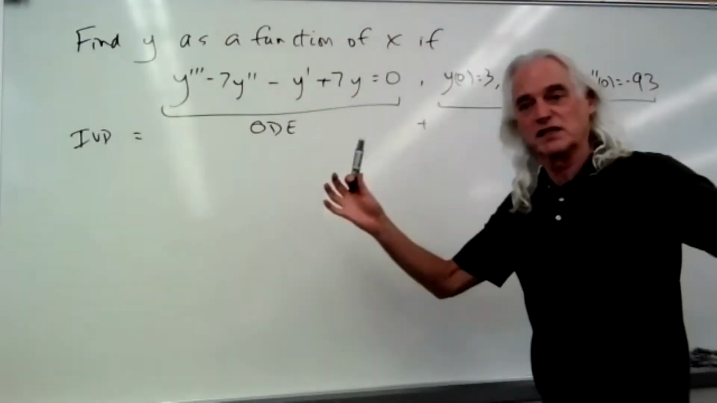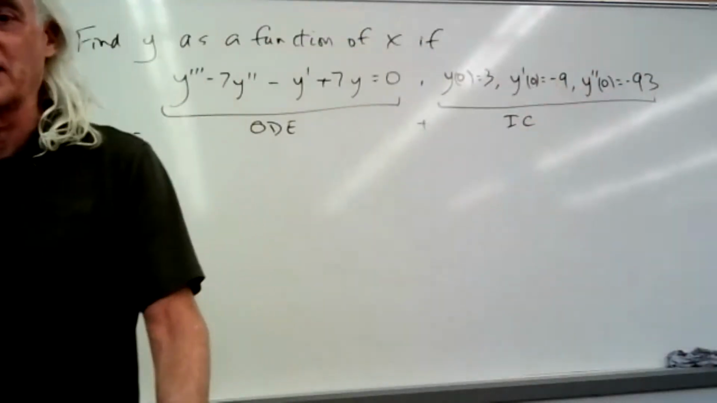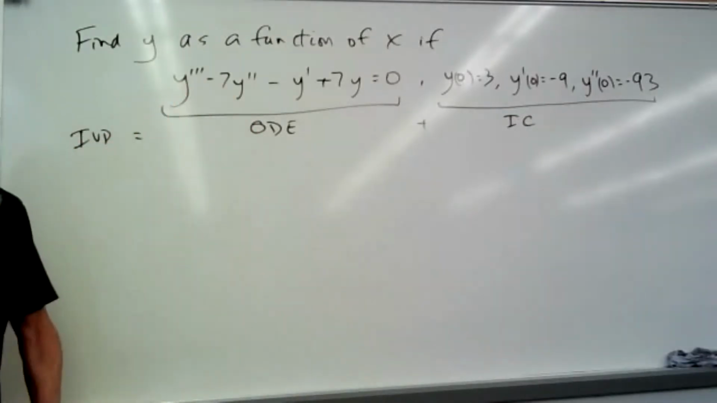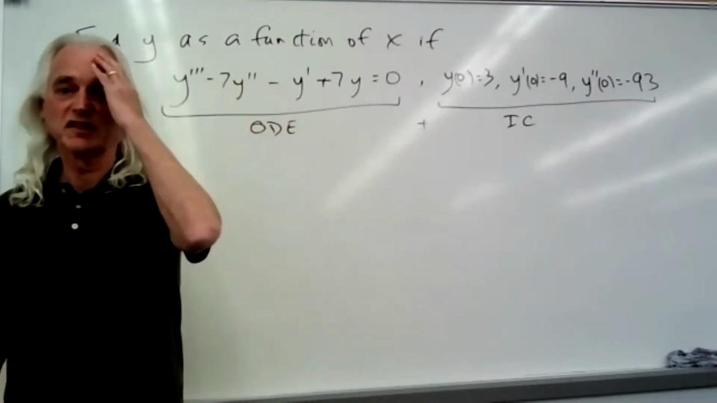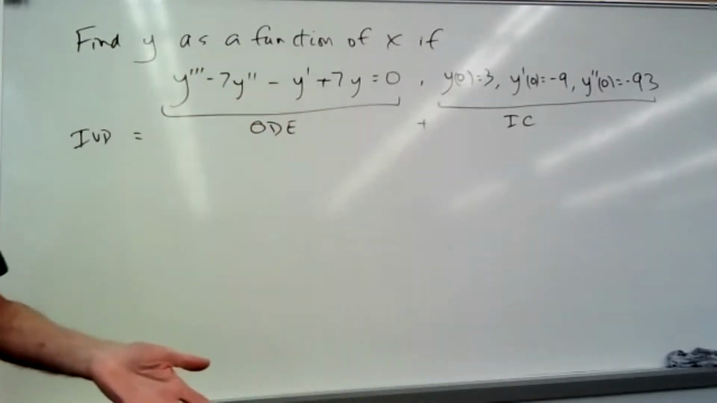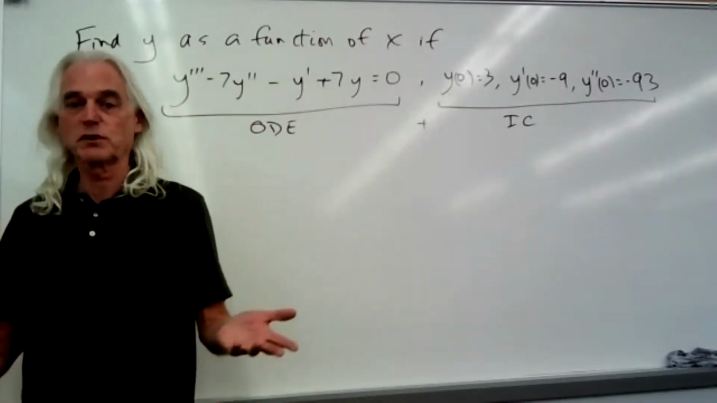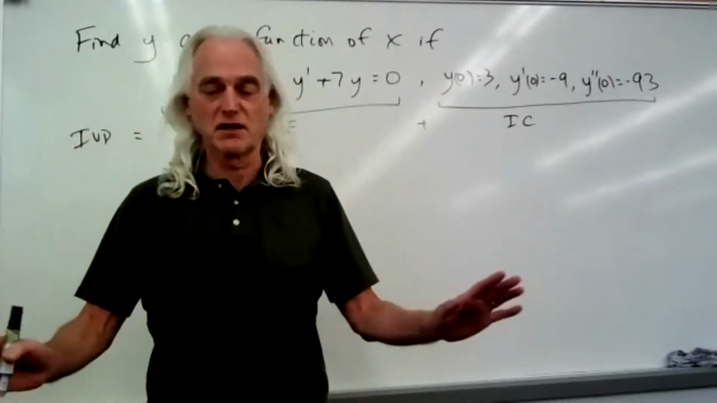You know, 3 is wild here. 3 is the big number. 3 primes is a third order ODE. 3 initial conditions, and later we'll find 3 constants, C1, C2, C3: 3 equations and 3 unknowns.